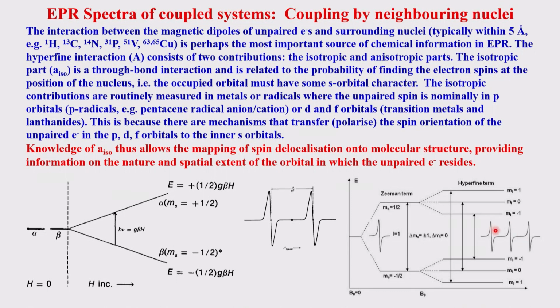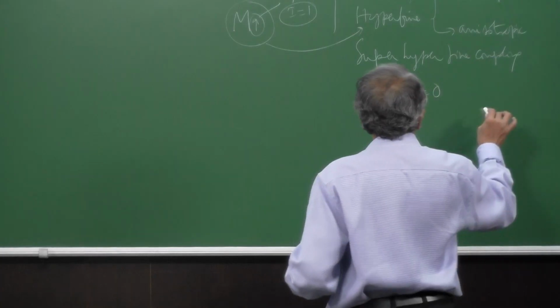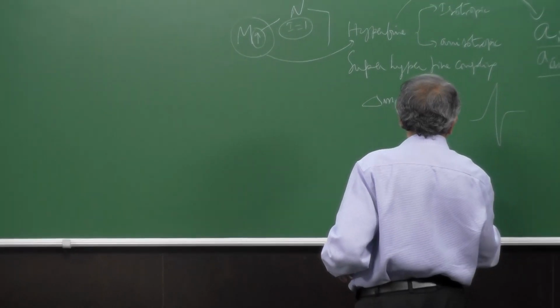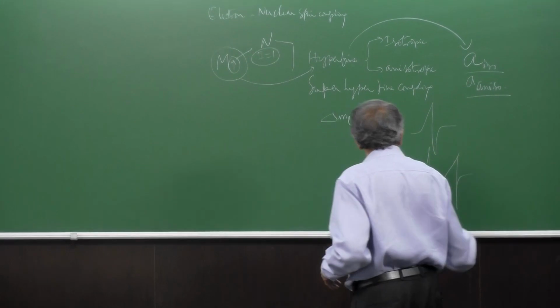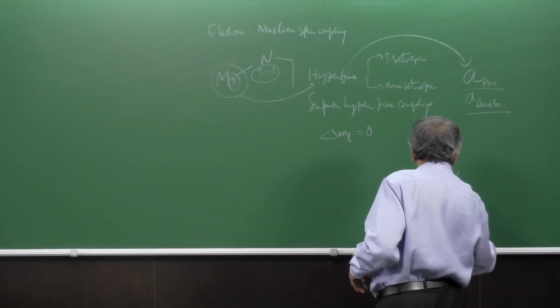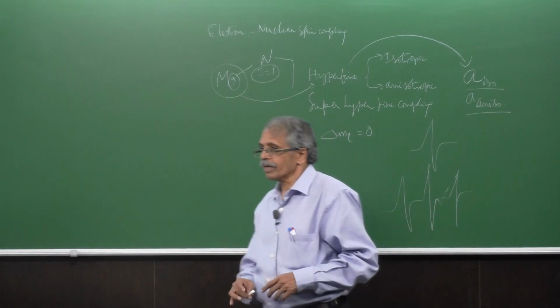Delta ml should be 0. So 1 to 1 is 0, 0 to 0 is 0, minus 1 to minus 1 is 0. Therefore delta ml should be 0. That is what the allowed transition rule is. So you can see essentially 3 lines instead of 1 line. You are supposed to have 1 line here, but you find a 3 line spectrum. We are showing all in the derivative curve.